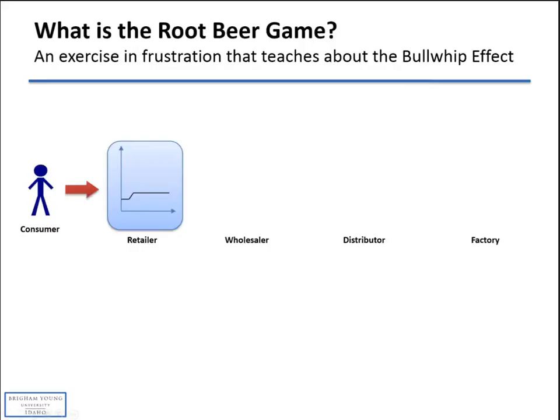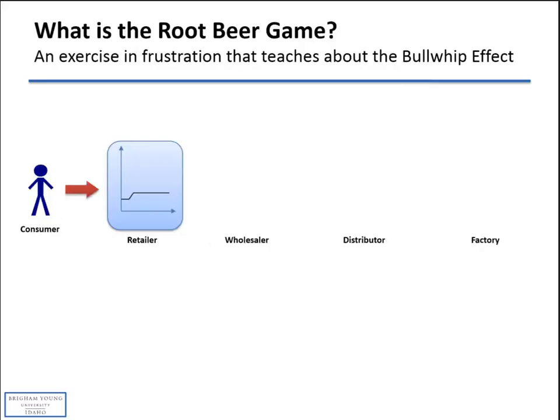As I mentioned, the game is really designed to frustrate participants and simulate the bullwhip effect. Participants do not know who is on his or her team. There is no talking during the game. There is no visibility of consumer demand except for the retailer, the person playing the retailer role, and on their computer screen they will receive orders from the consumer. Again, these are computer generated orders.